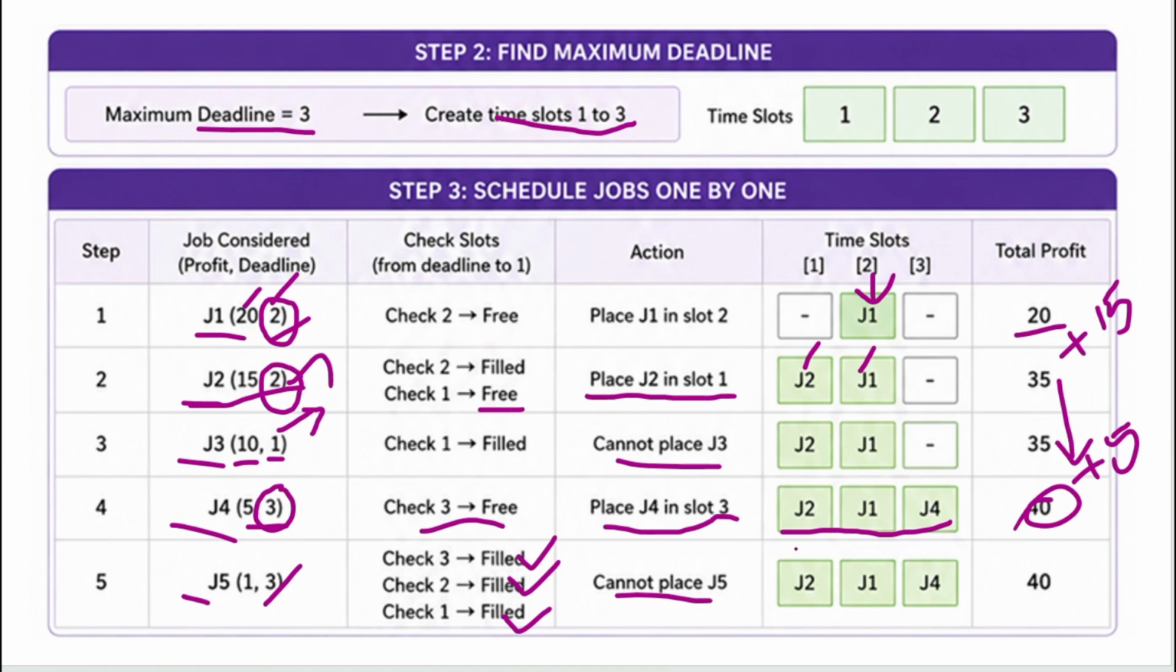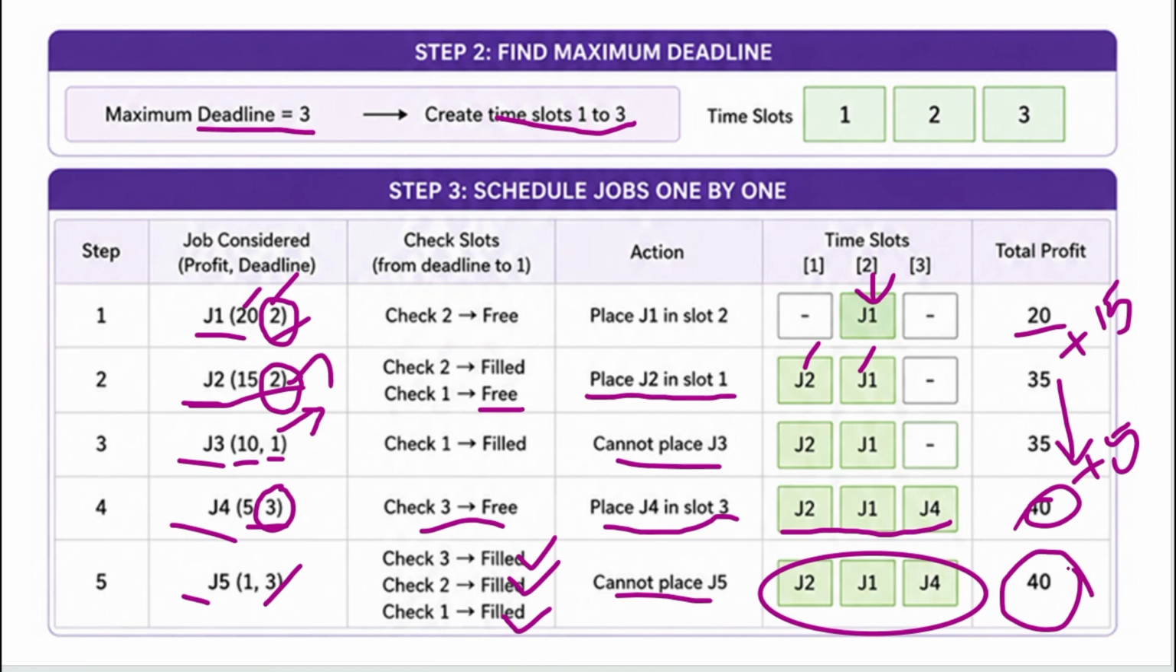So this is the final solution. So only 3 time slots are available. Based on this resource, we schedule these 3 jobs, J2, J1, J4, based on the greedy method to get the maximum profit. So the final profit is 40. So this is the task scheduling problem using the greedy method.